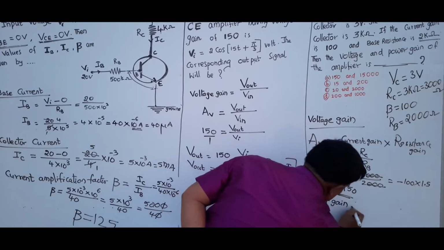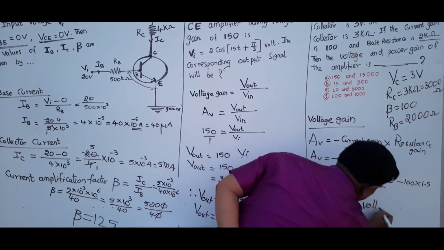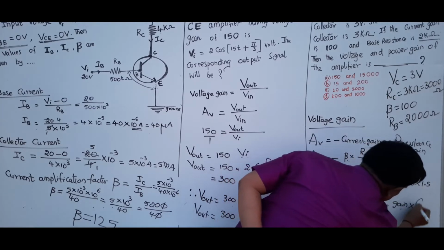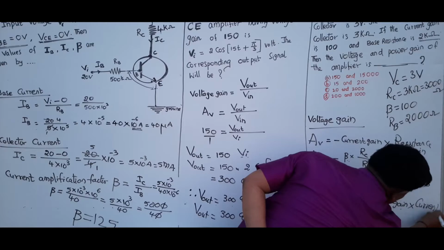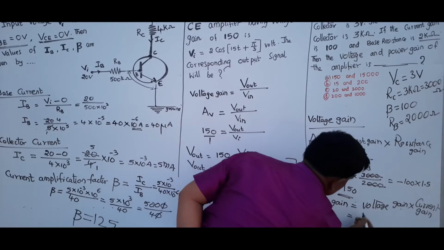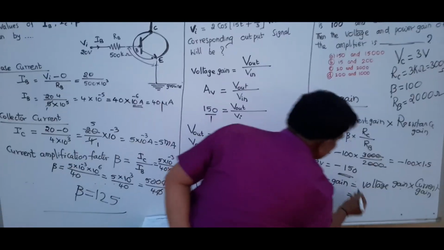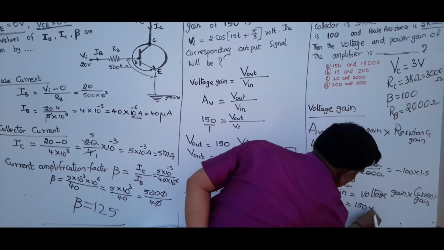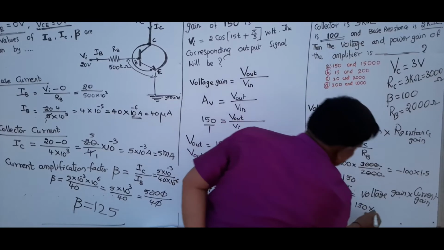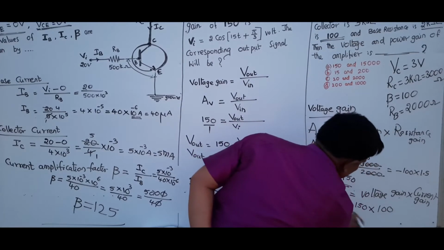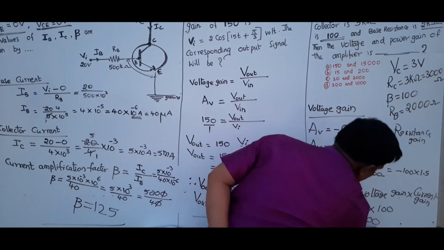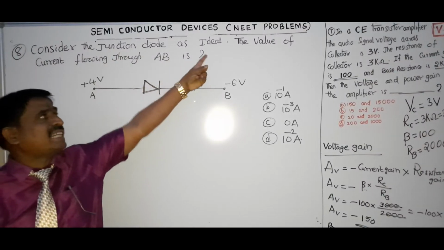Power gain is equal to voltage gain into current gain. Voltage gain 150, current gain is 100. Nothing but 150 into 100, 15,000.